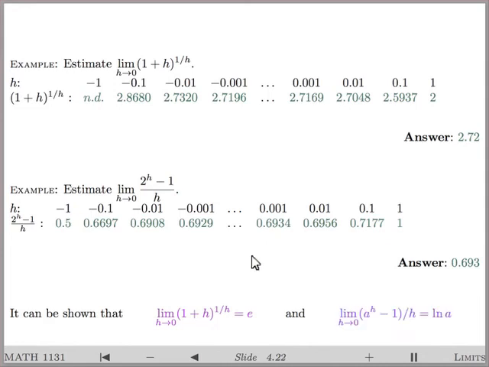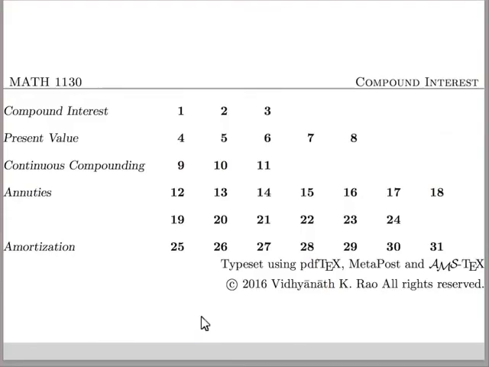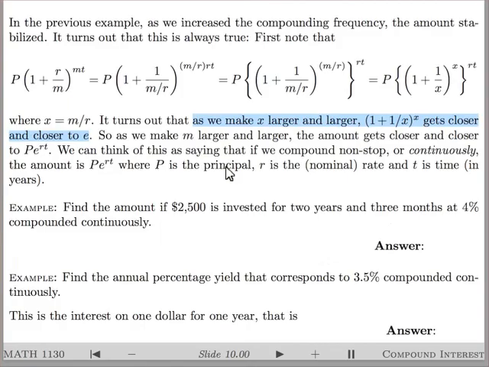The first limit is something you might have seen before. It's what you come across when you do continuous compounding. So as you make x larger and larger, (1 plus 1 over x) to the power x gets closer to e, as you saw in 1130. This was the basis of the continuous compounding formula. And the limit we did is the same as this, except we are using h in place of 1 over x.